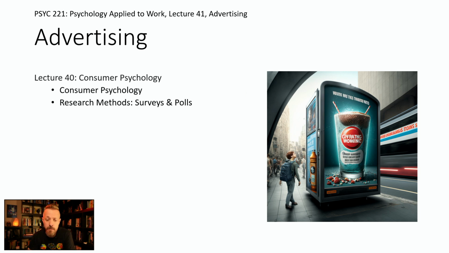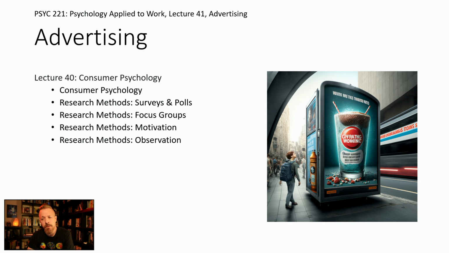Specifically, we got into different types of research methods like surveys and polls and focus groups. We talked about motivation and observation, and then we dug into consumer behavior a little bit. And today we're going to finish the chapter talking about advertising.